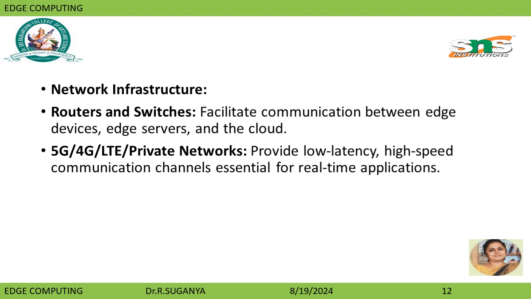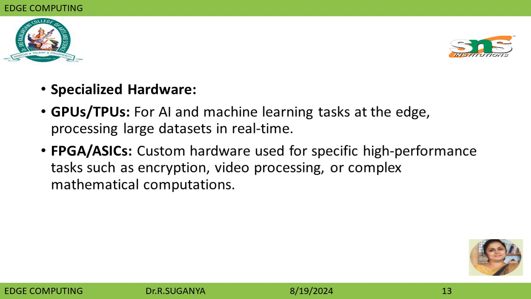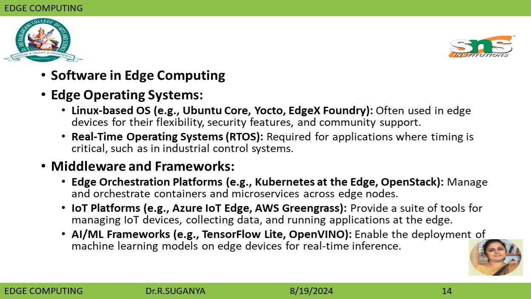5G, 4G, LTE private networks provide a low latency, high speed communication channel essential for real-time applications. Specialized hardware, GPUs and TPUs, is used for AI and machine learning tasks at the edge, processing large data sets in real time. FPGAs or ASICs are custom hardware used for specific high performance tasks such as encryption, video processing or complex mathematical computations. Software in edge computing.